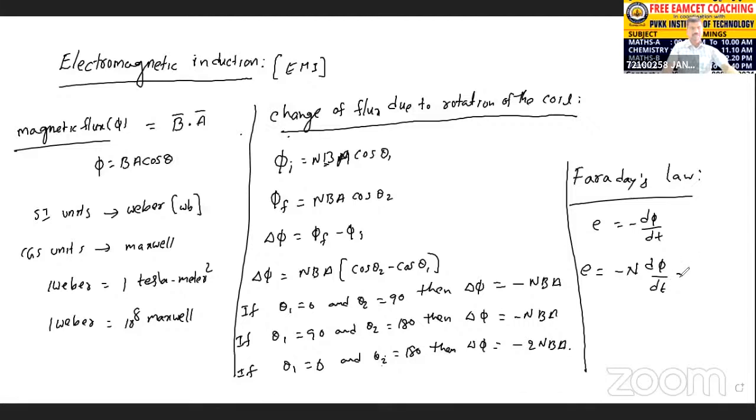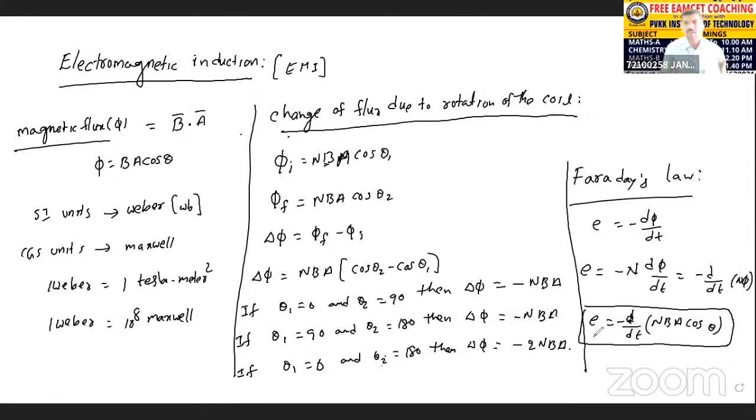Minus N into d phi by dt, that is equal to minus d by dt of N phi. So E is equal to minus d by dt of N phi, which is NBA cos theta. So E is equal to minus d by dt of NBA cos theta. This is Faraday's second law. Now the expression for induced EMF.